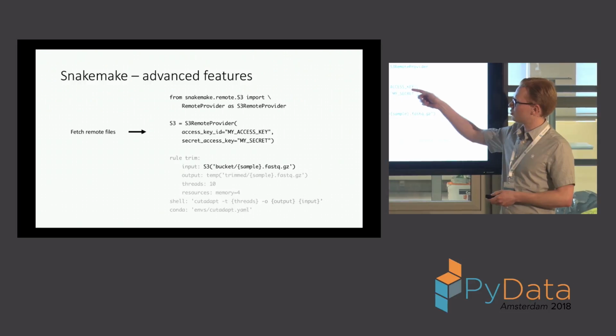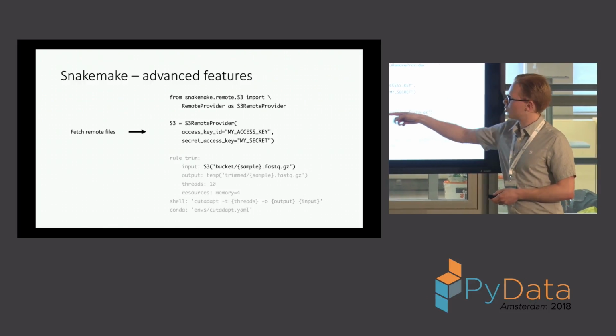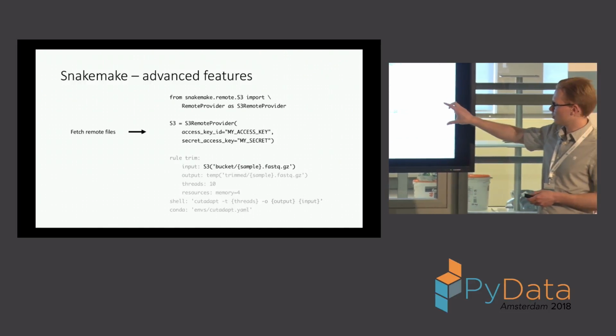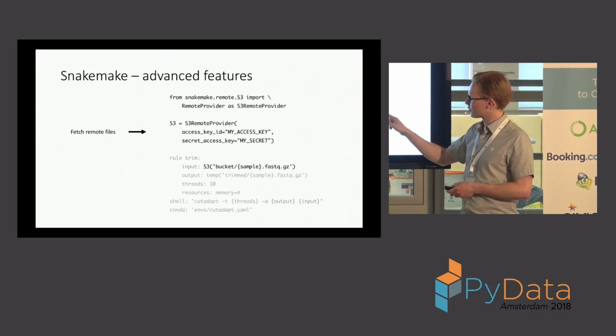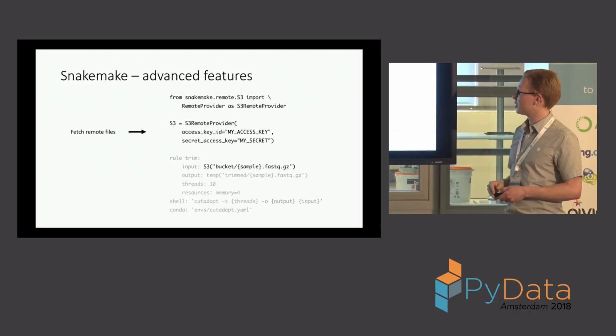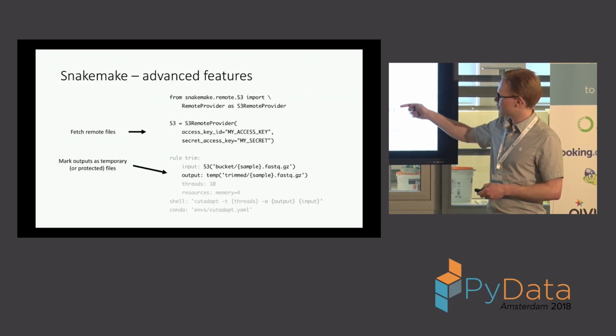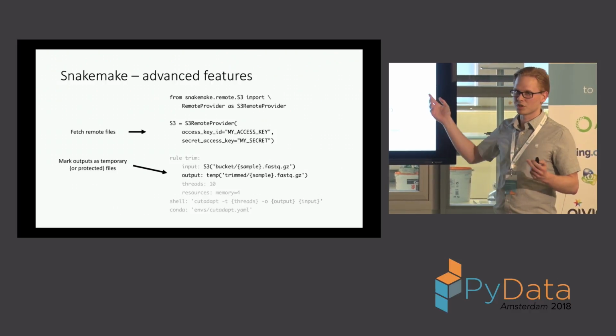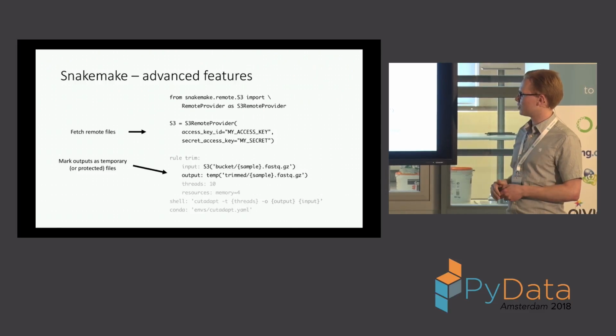In this case, I show an example for S3, where, as an input file, you can specify a file for S3 to use, and it will automatically check if this is updated and download it if needed. You can tell Snakemake that some files are temporary, in which case it will just throw them away as soon as they're no longer needed, which is nice for these big file sizes.